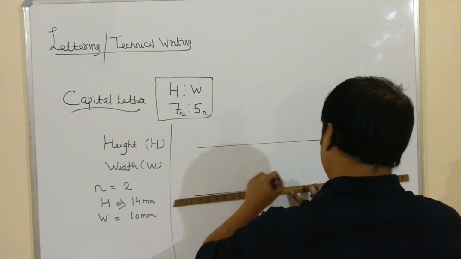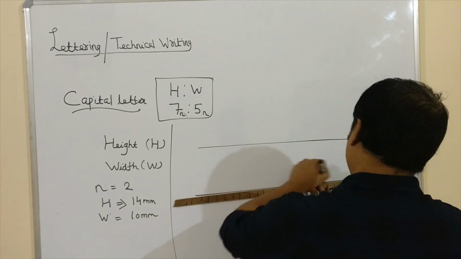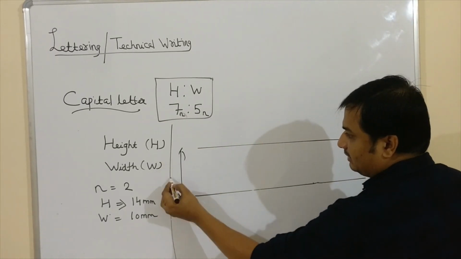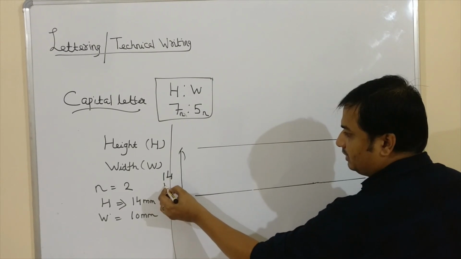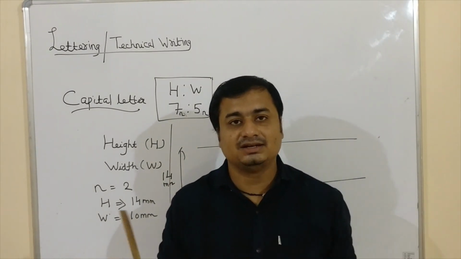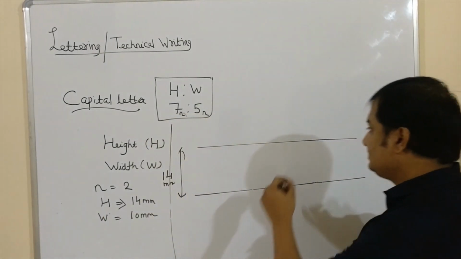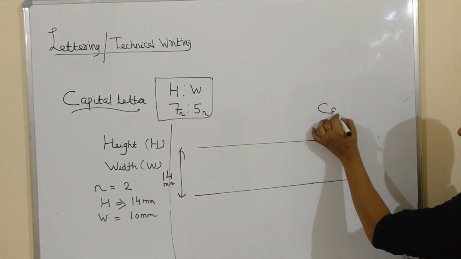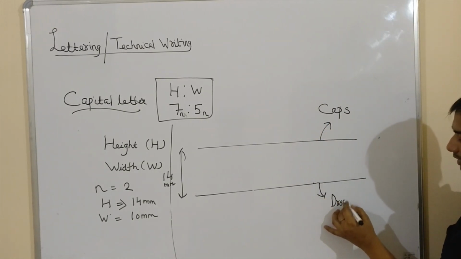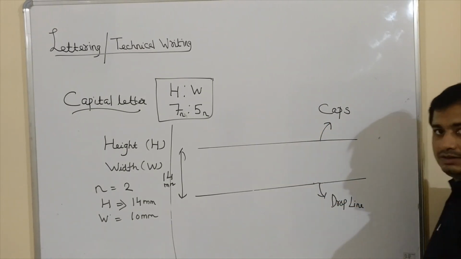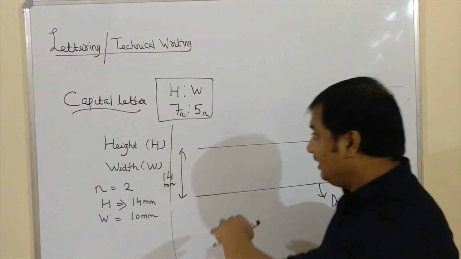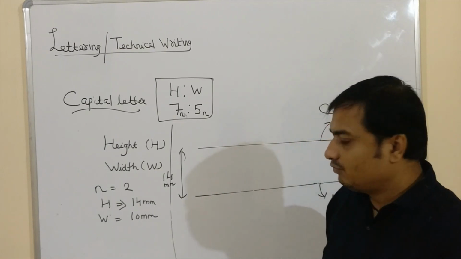You have to plot two lines at a distance of 14. Now this should be 14 mm. So you have to draw two parallel lines at a distance of 14 mm. This line is called the caps line, and this line is called the drop line. So the height between caps and drop is maintained as 14 mm.